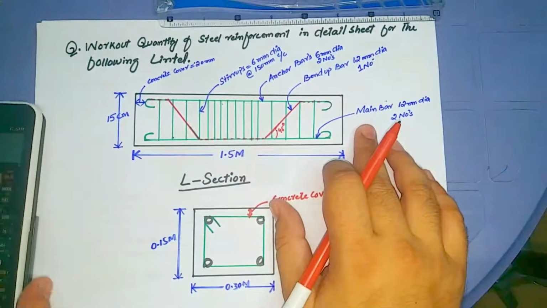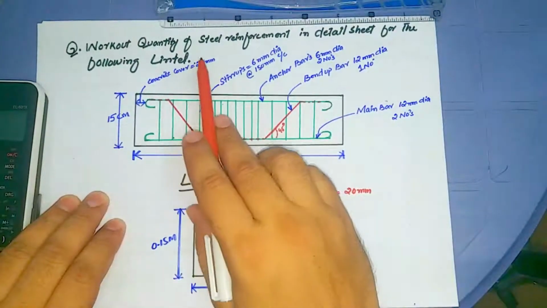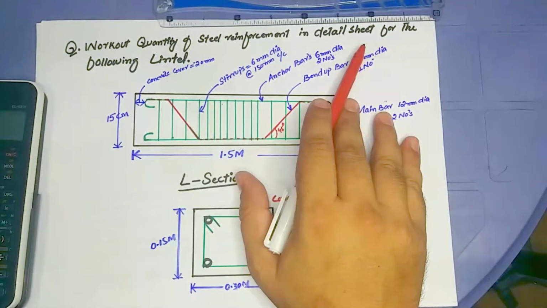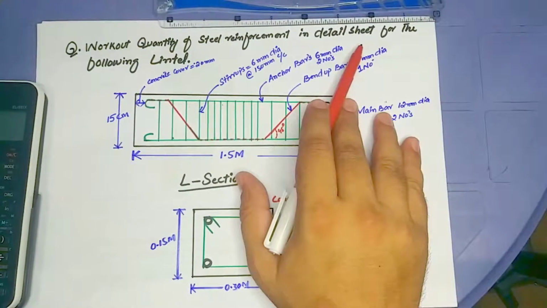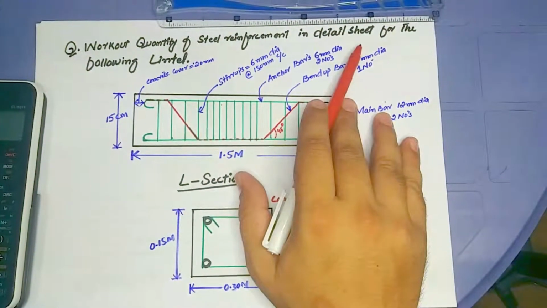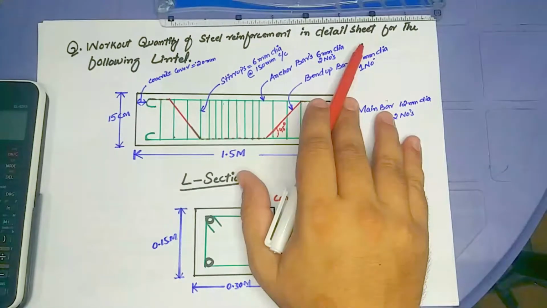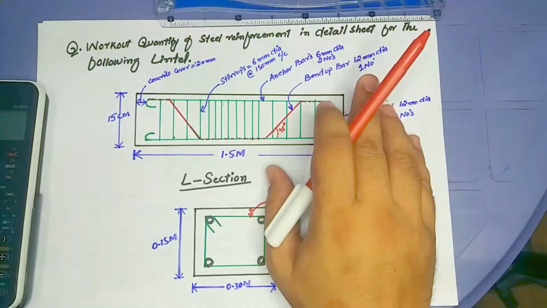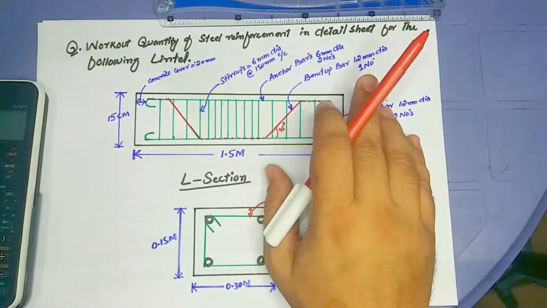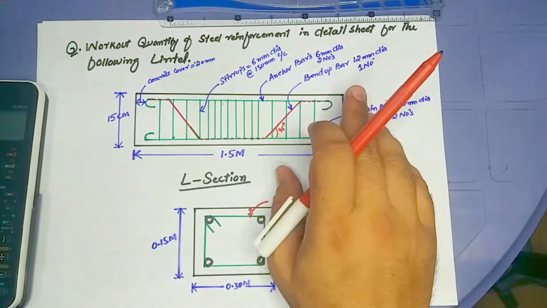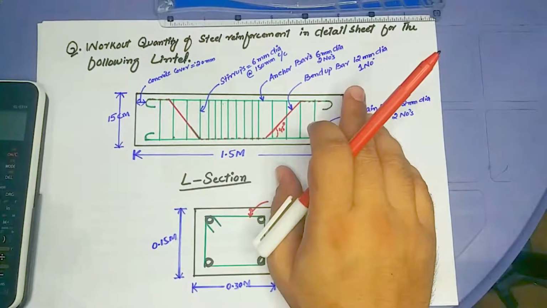So let's start. Our lecture today is: work out the quantity of steel reinforcement in a detail sheet for the following lintel. The sheet is called a bar bending schedule. The bar bending schedule is a comprehensive list that describes the type, size, length, number and bending details of each bar in a structural drawing of a structure. Bar bending schedule is very important.